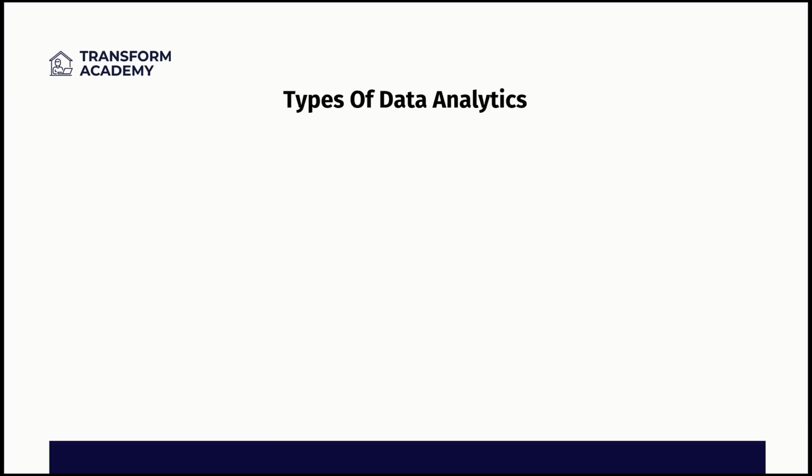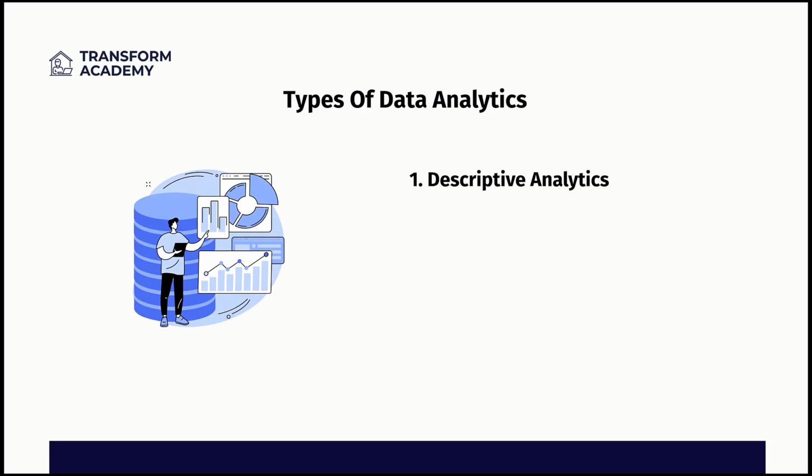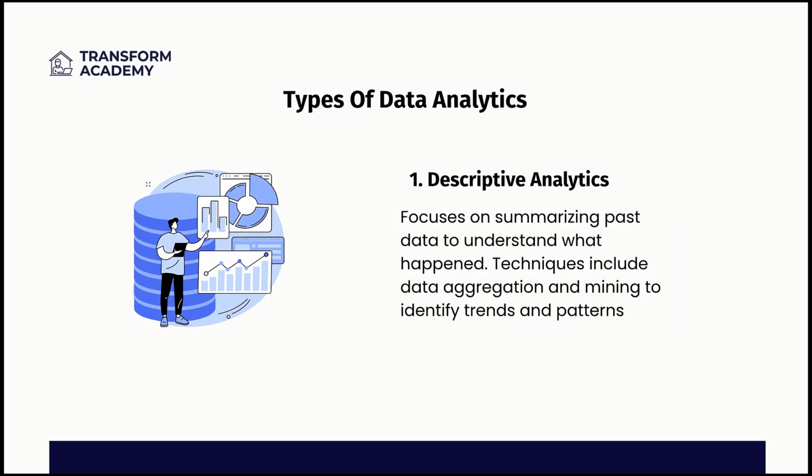Types of data analytics. Data analytics can be broadly categorized into 4 types, often represented in a progression in complexity and value. Firstly, descriptive analytics focuses on summarizing past data to understand what happened. Techniques include data aggregation and mining to identify trends and patterns. Examples include monthly sales reports or website traffic summaries.